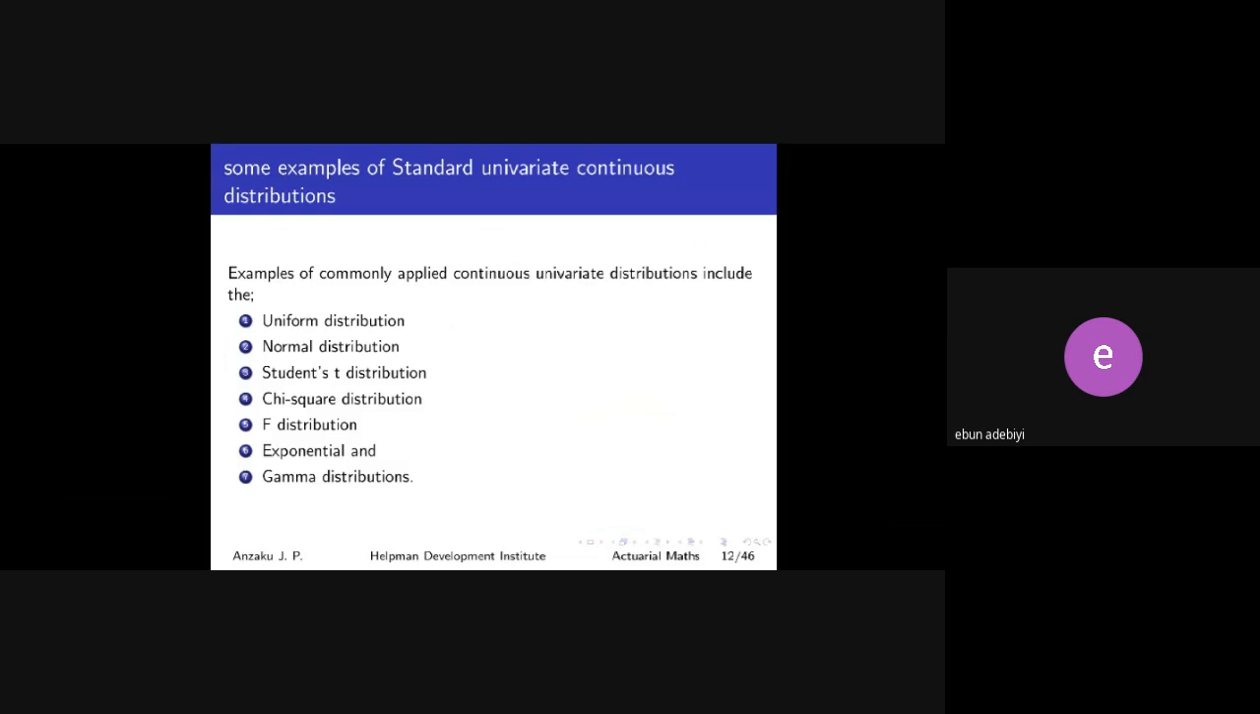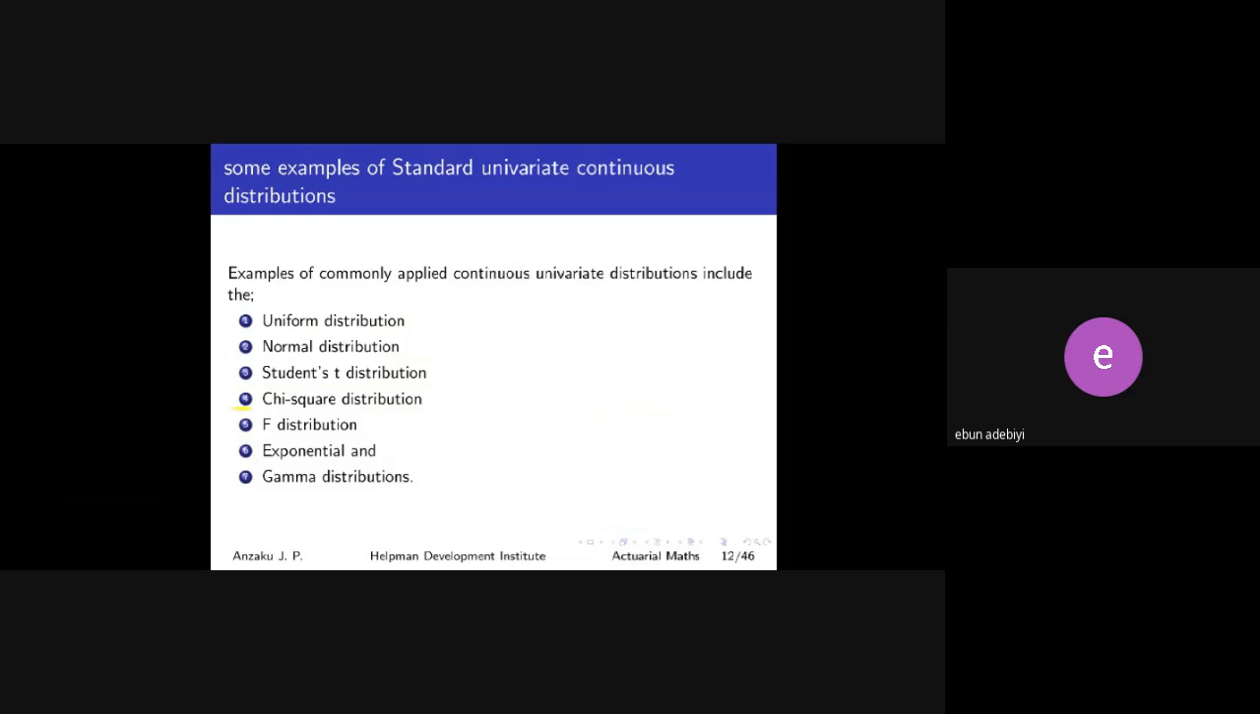Now, as we delve more and more into the course, we will look at other bivariate continuous distributions and discrete distributions. In the continuous univariate distributions, we have the uniform distribution, the normal distribution, the student t distribution, the chi-square distribution, the f distribution, the exponential distribution, and the gamma distribution.